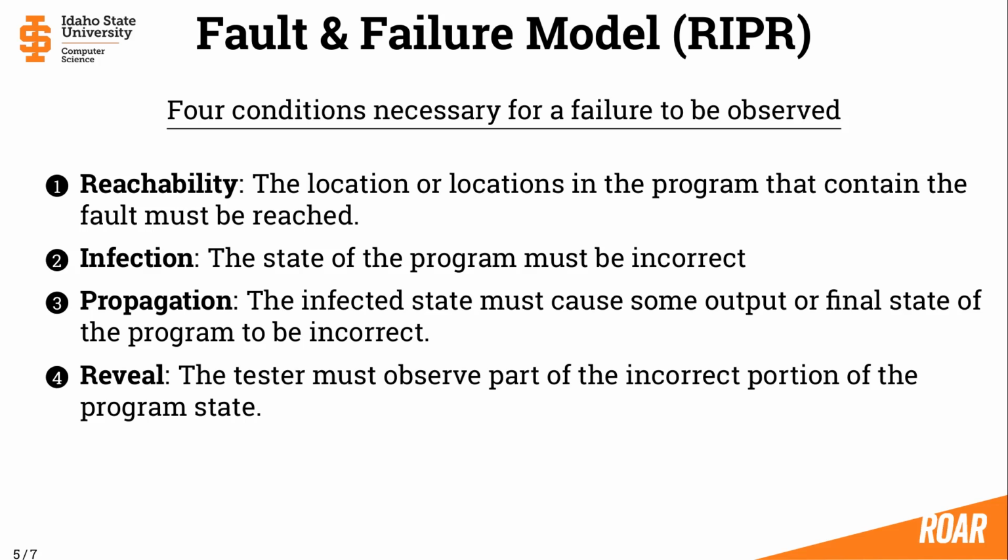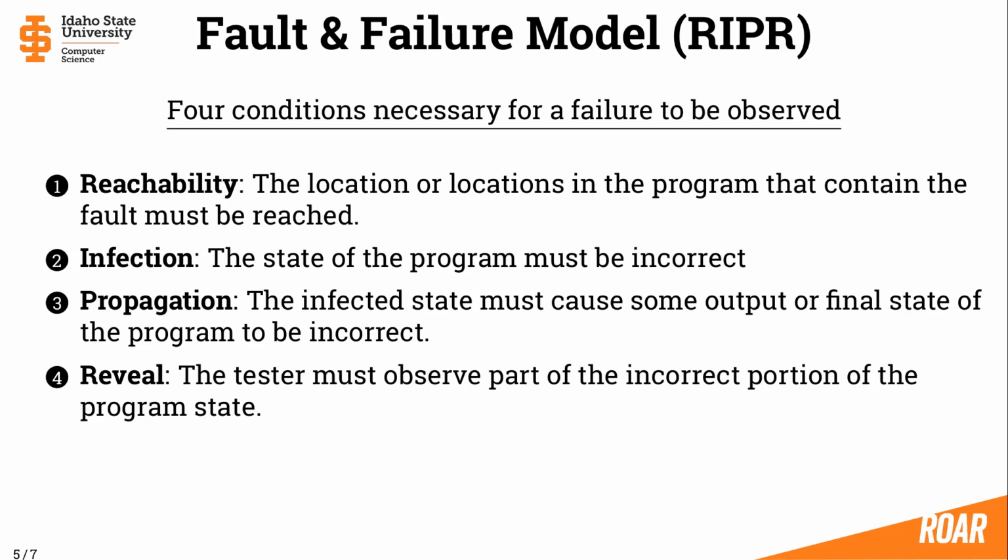There are 4 conditions necessary for a failure to be observed. 1, reachability. The location or locations in the program that contain the fault must be reached. If you can't reach the fault, then you're not observing a failure from that fault. 2, infection. The state of the program must be incorrect. If we are to make a claim that we have some sort of failure, we must have an incorrect program state. 3, propagation. The infected state must cause some output or final state of the program to be incorrect.